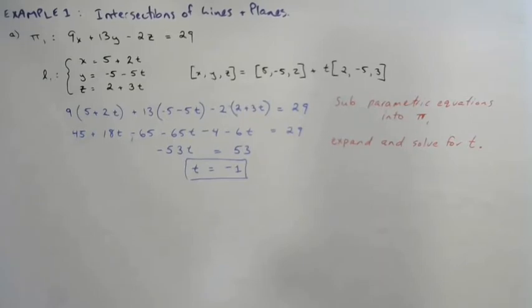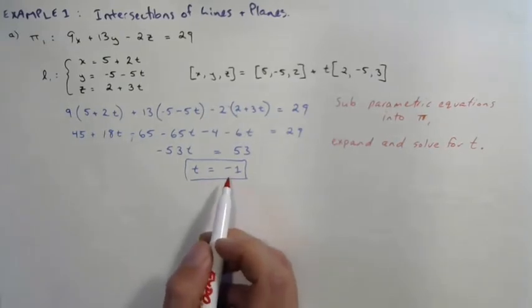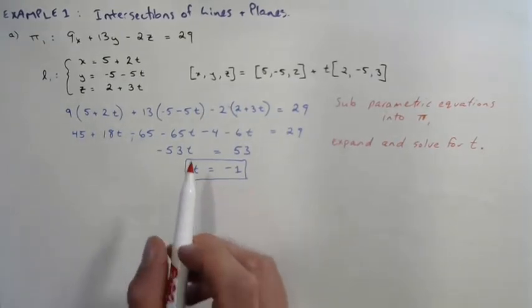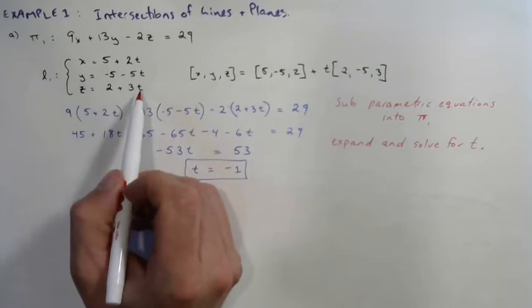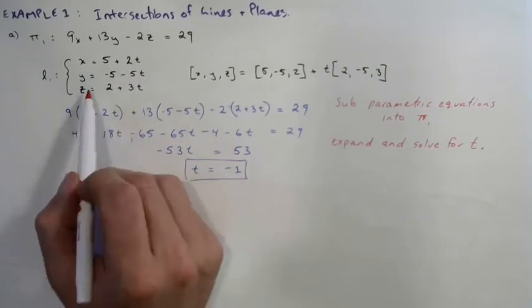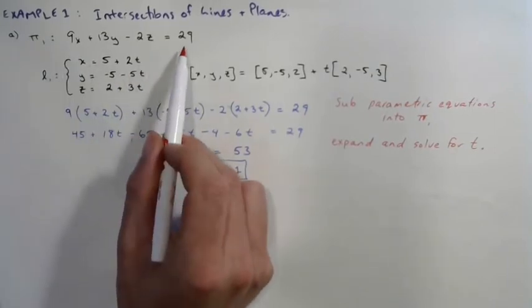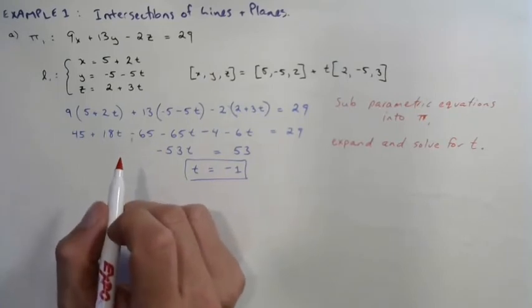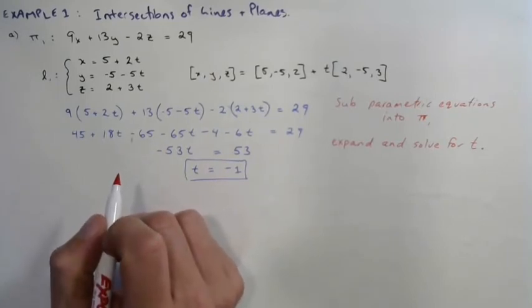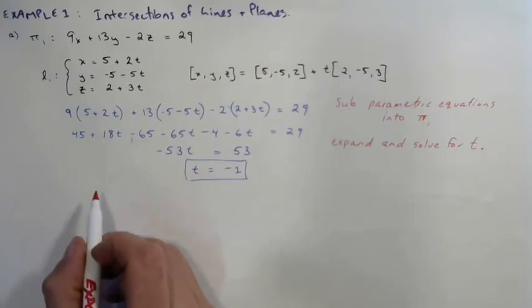All right, what do we find out here? There is a single value of t. T equals -1. Therefore, there is a value of t and only one value of t that makes these guys all sub into there nice and neatly. Okay, that means this plane and line are going to intersect at a single point.